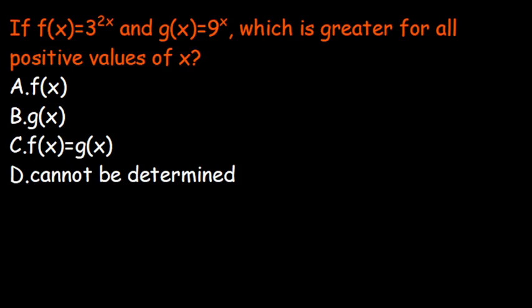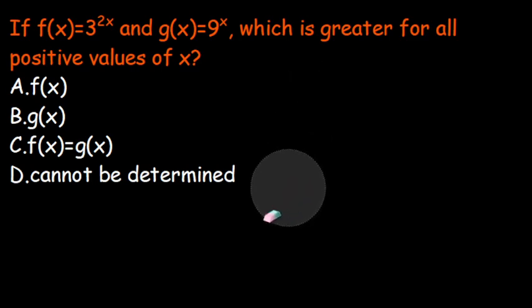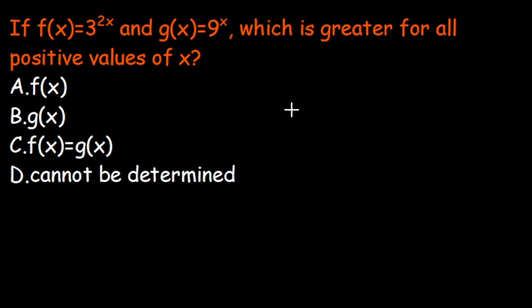This is one of the easiest SAT math questions that many students skip or get wrong on Thursday. Let's look at it. If f(x) equals 3^(2x) and g(x) equals 9^x, which is greater for all positive values of x? At first, this might look confusing, but there is a fast way to compare exponential functions like this, and I will show you how in less than 3 minutes.